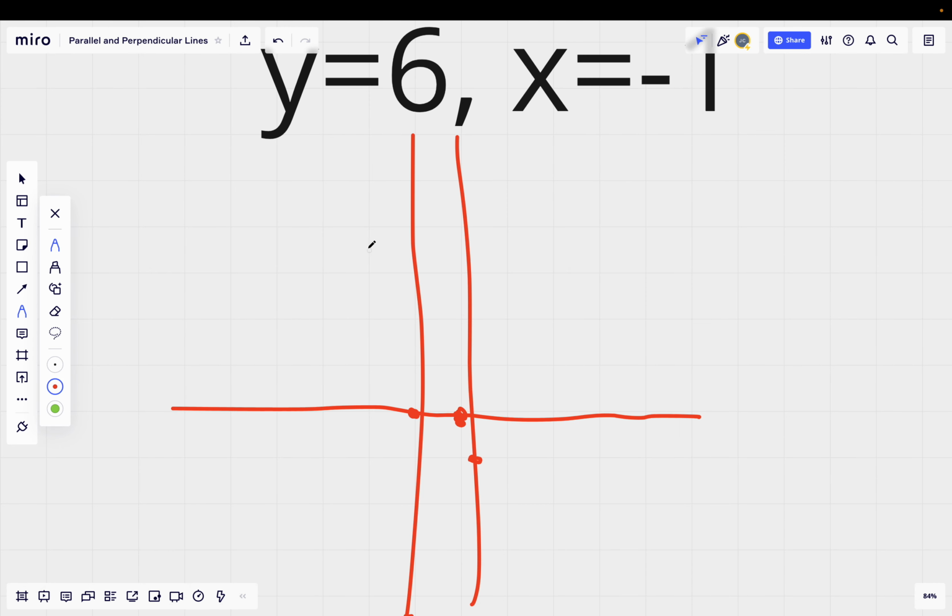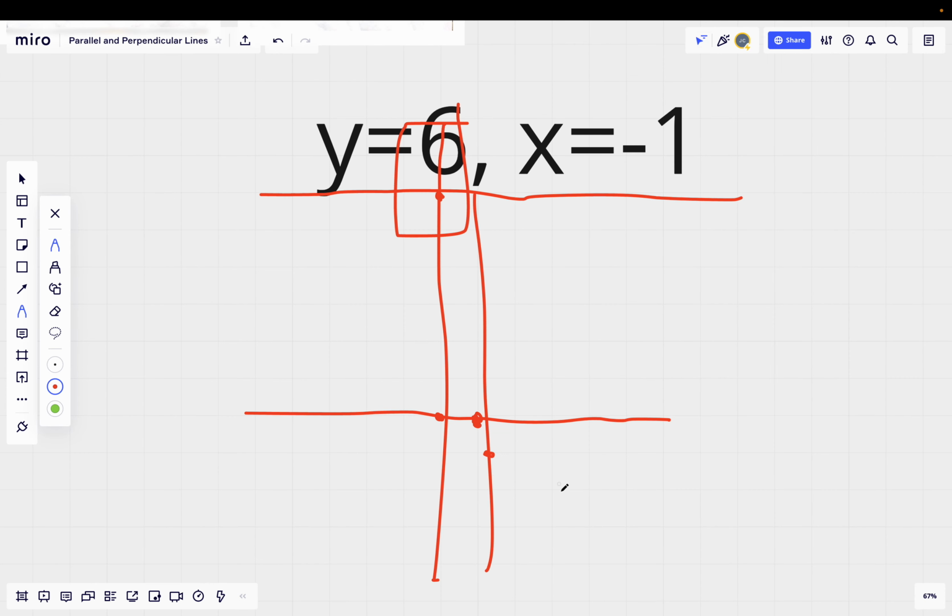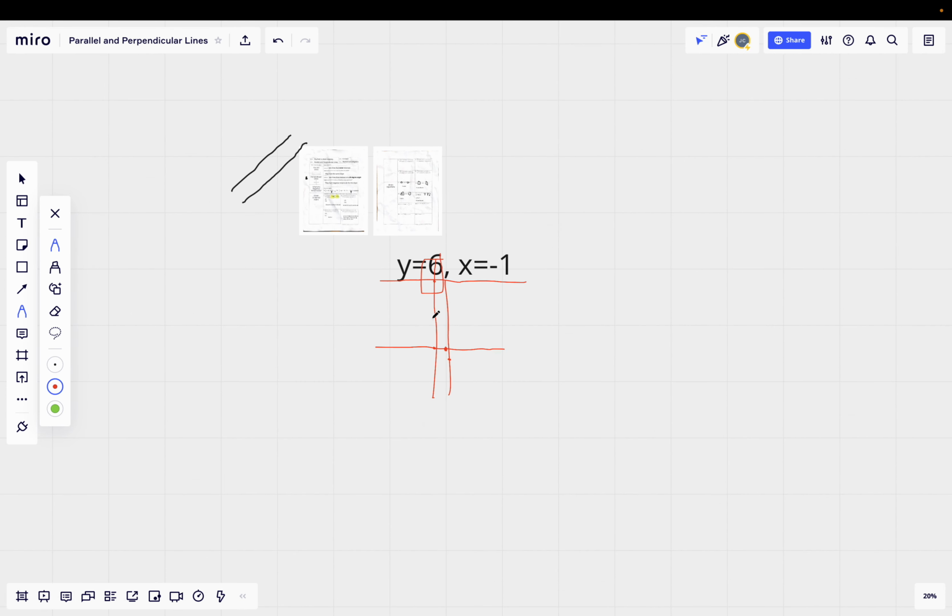And then we've got y equals 6. So it's 1, 2, 3, 4, 5, 6. So y would equal 6. But this would go in this way. But if we were to continue this line, well, as you can tell, it's a 90-degree angle. So that would mean that it's a perpendicular line.